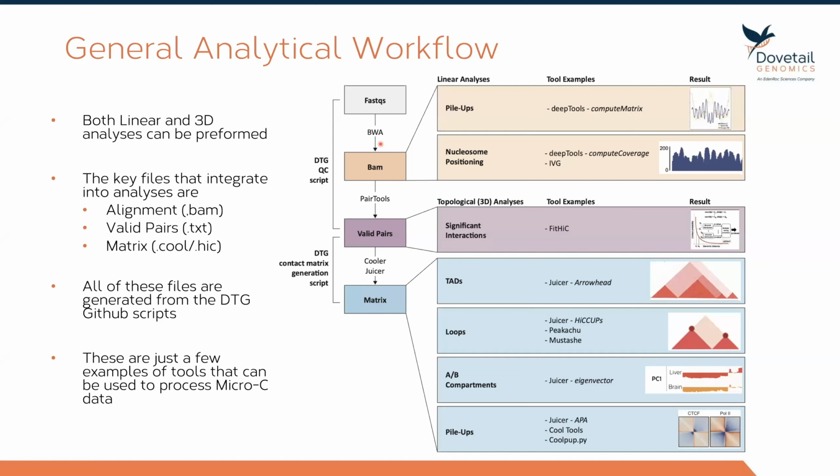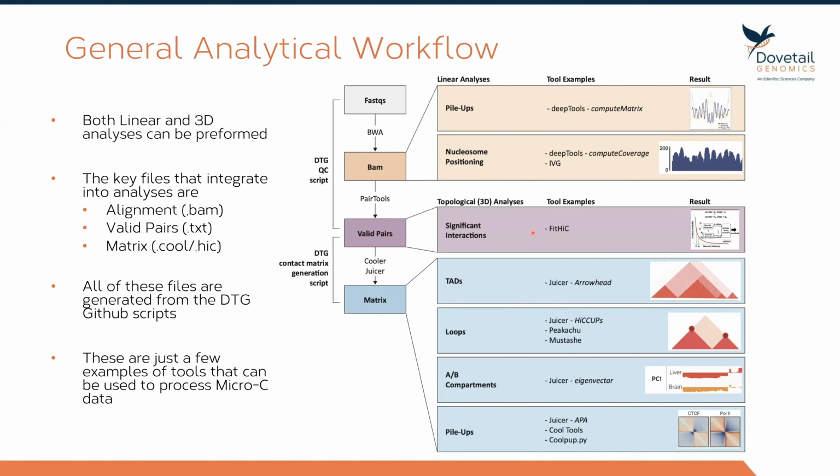We're using BWA mem with the -5SP flag to generate our BAM. And then we generate our pairs files using pairtools, 4D Nucleome standard. And then from there, we use those valid pairs to build contact matrices with either Cooler or Juicer. And then you can do very, very typical analyses. You can do one-dimensional pileups. I use deepTools computeMatrix. You can position nucleosomes just by looking at the coverage profile.